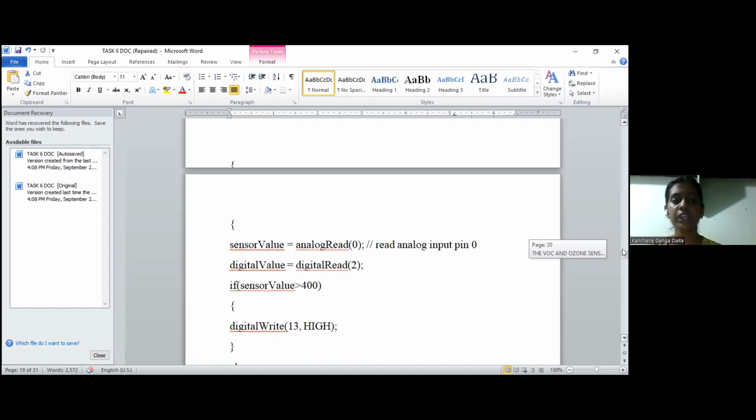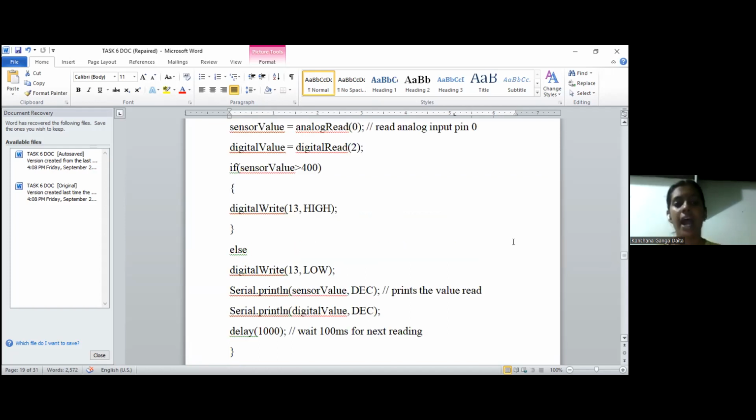We already know that void loop is the basic program that an Arduino needs to have. And here, see, there is a simple conditional statement we are using. If the sensor value is greater than 400, it writes to the digital pin 13 as high, because 13 is the output pin. Else, if it is low, it will write to pin 13 as low. This is a simple value.